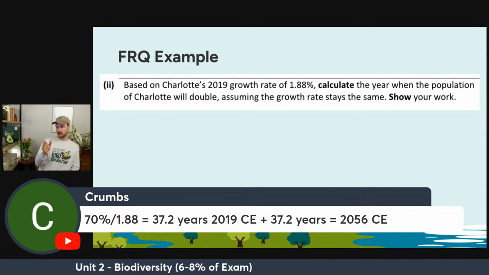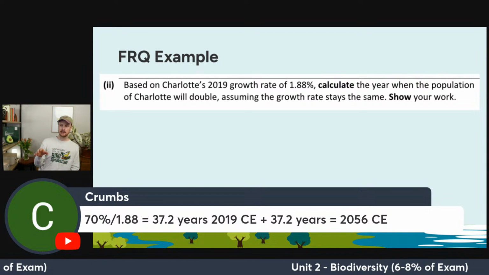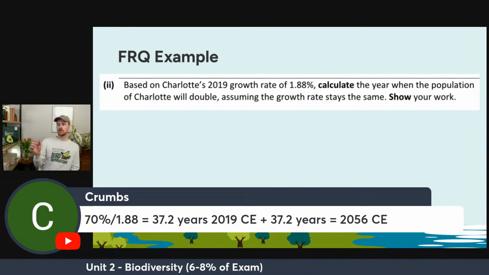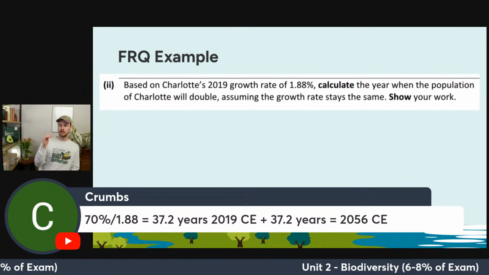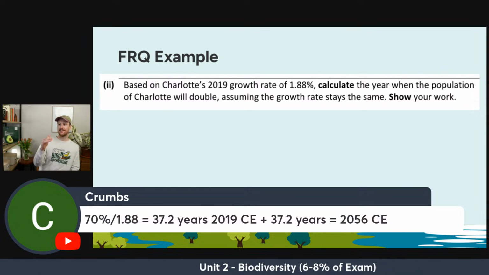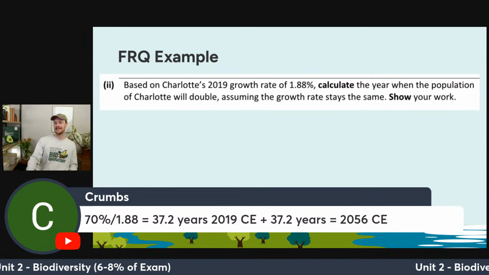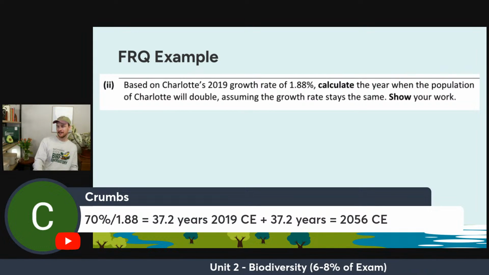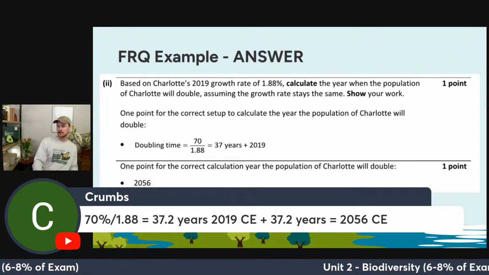And this student, Crumbs, noticed that the question didn't ask for the doubling time in years. The question asked for the year the population of Charlotte will double. So this student figured out the doubling time, 37.2 years, and added it to 2019, and threw in current era on there, just to be clear we're not talking about 2019 BC. I assume that's what CE stands for, right? Current era. We used to say AD, but I haven't taken a history class in quite some time. So there is our answer, 2056.